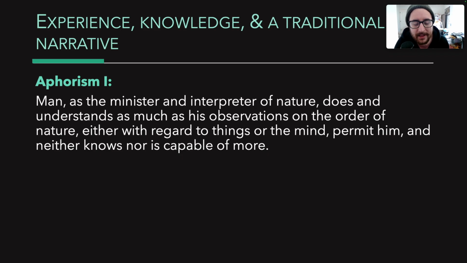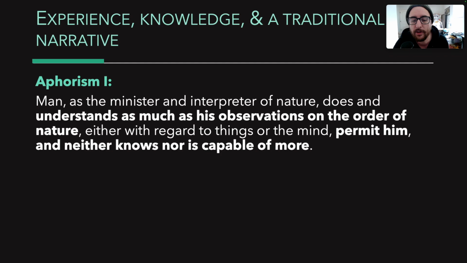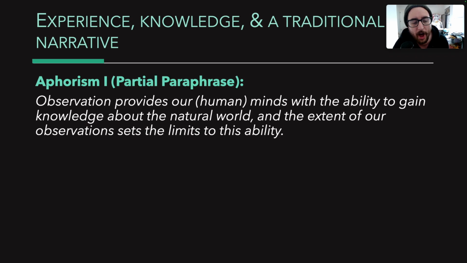So it's good to start with the first aphorism from the reading here. Notice here, he's making a critical claim about the role of our observations for gaining understanding about the world, insofar as he says this is the source of our understanding, and we cannot know anything beyond what we are able to understand through our observation. And notice this is a claim about our knowledge of the natural world. So observation provides our human minds with the ability to gain knowledge about the natural world, and the extent of our observations sets the limits of that ability. We can't go beyond those observations.